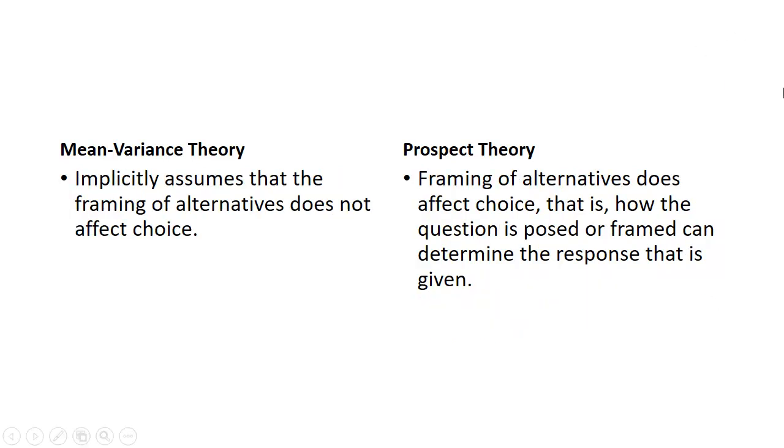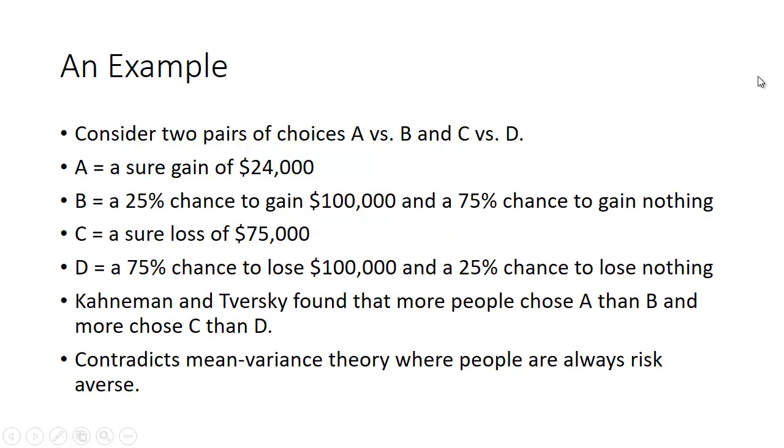In mean variance theory, it implicitly assumes that the framing of alternatives does not affect choice. In prospect theory, framing of alternatives does affect choice. That is, how the question is posed or framed can determine the response that is given. So let's look at a few examples to get a feel for this.